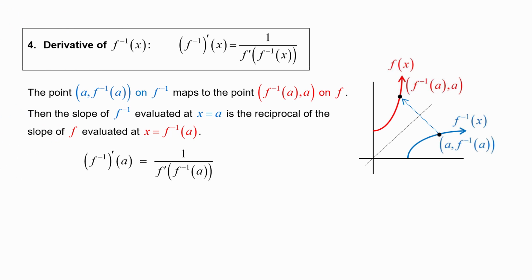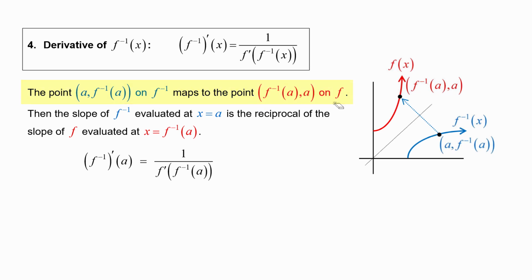Next up, we have the derivative of f inverse of x. Now let's take a look at this definition here, which looks a little complicated, but really isn't too bad. This says that f inverse prime of x, so the derivative of f inverse at x, is going to be 1 over the derivative of f at f inverse of x. Remember that the point a, f inverse of a on f inverse will map to the point f inverse of a, comma a on f.